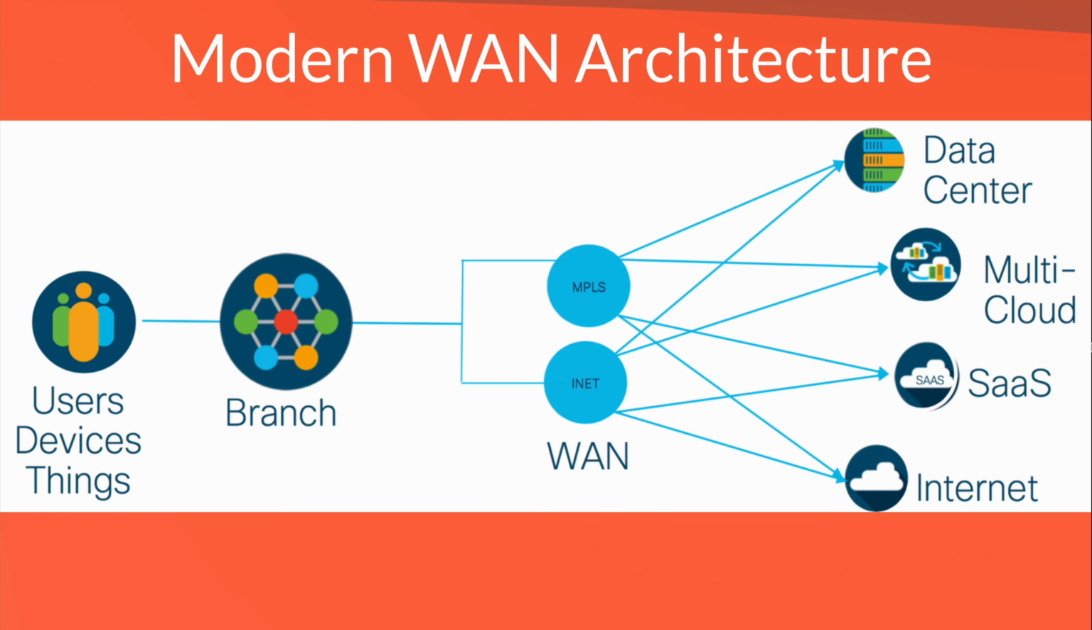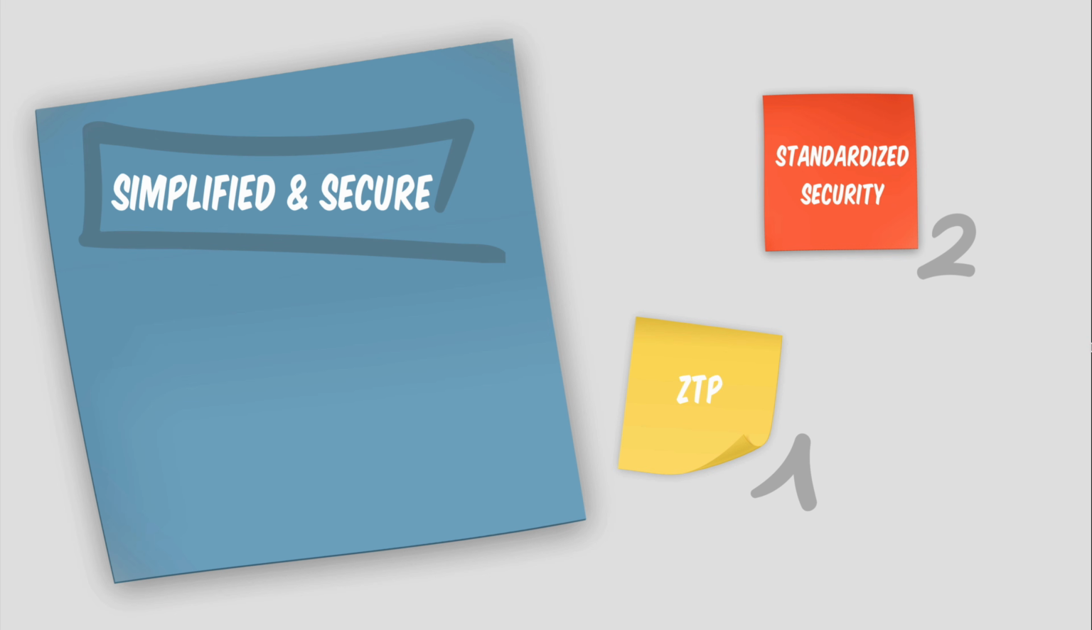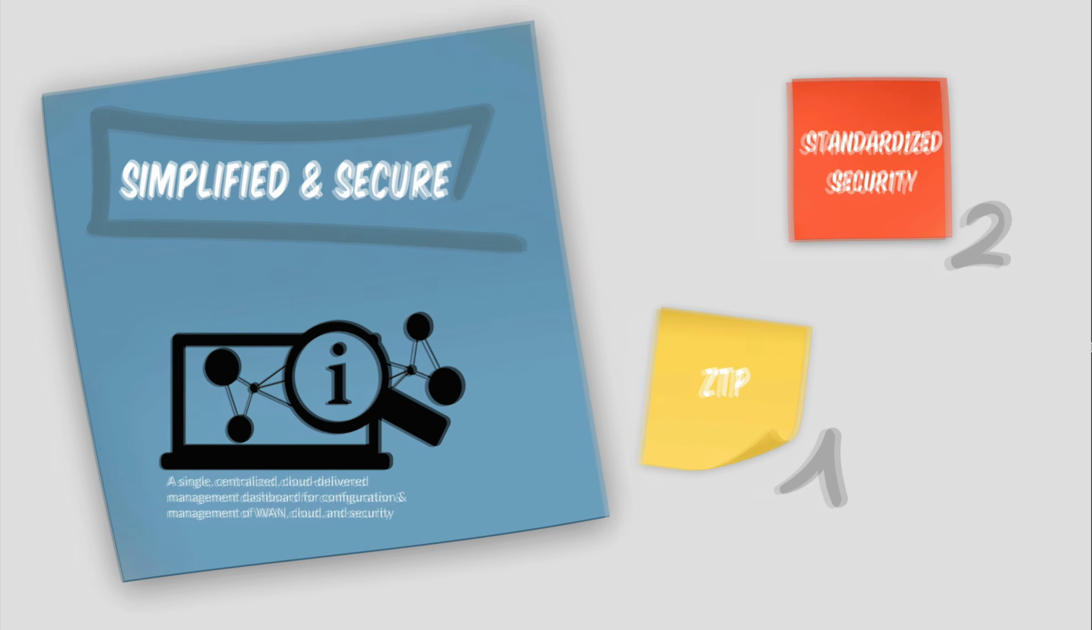So the new WAN architecture dictates that we have a better way of doing business, and SD-WAN kind of lends itself to this modern WAN architecture. And it's simplified and secure. So what do I mean by that?